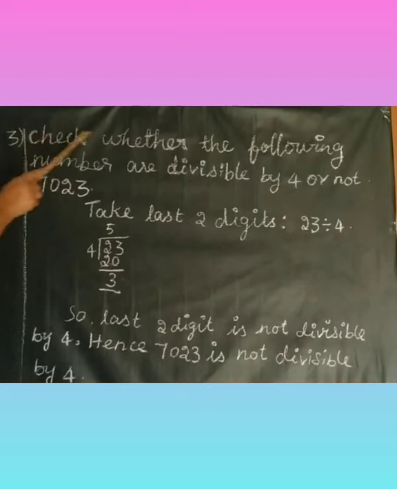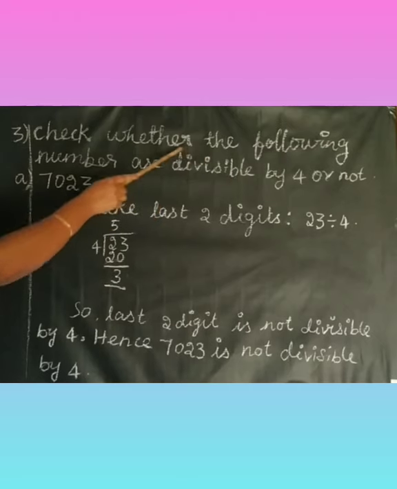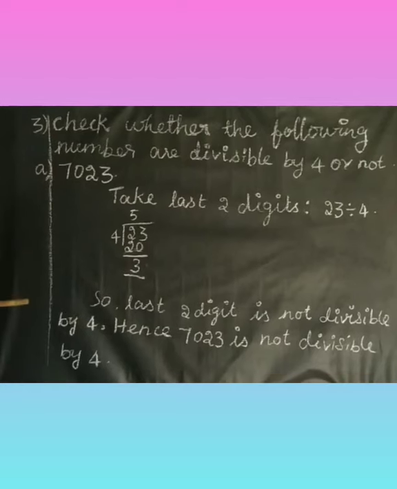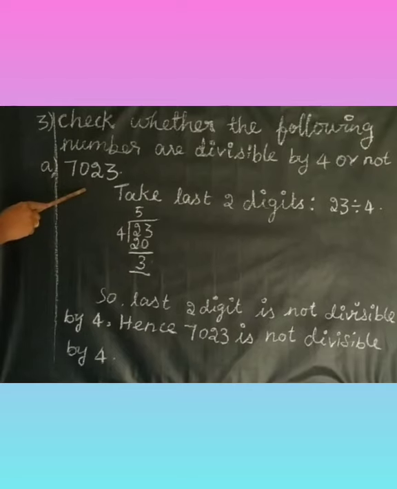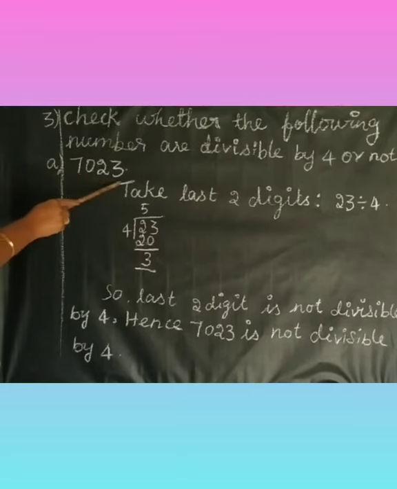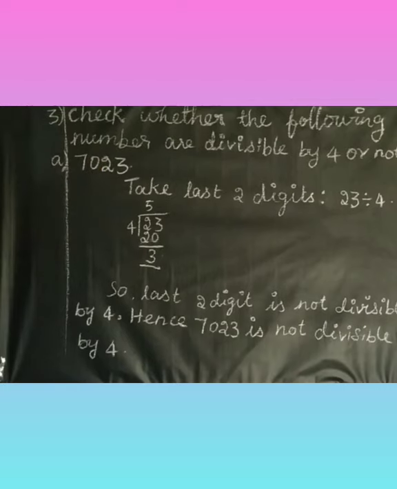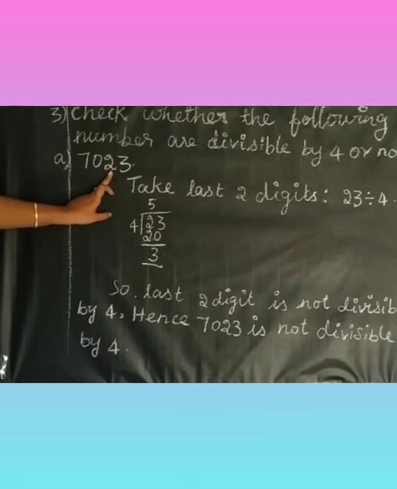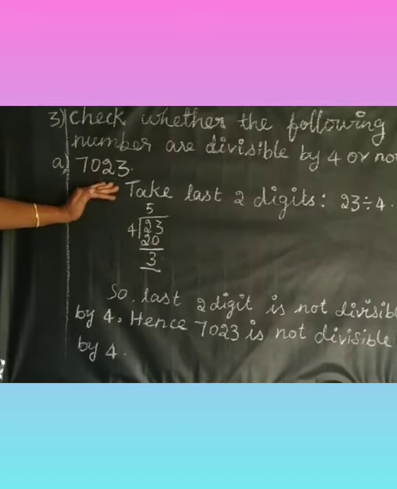Third question: check whether the following numbers are divisible by 4 or not. So in this question you want to check whether the number will be divisible by 4 or not. Okay, so what is the divisibility rule? A number is divisible by 4 if the number formed by its last two digits is either 0 or divisible by 4. That is, take the last 2 digits of a number; they should be 00, or else if those last 2 digits are divisible by the 4th table, we can say the whole number is divisible by 4.